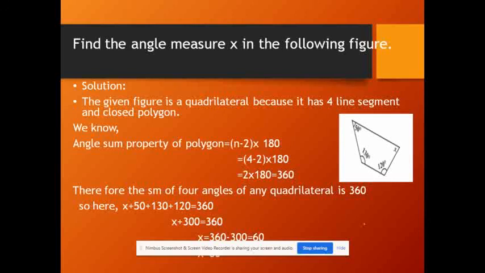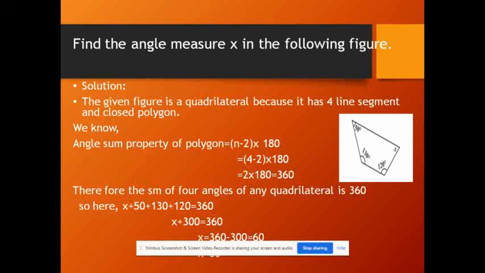According to the angle sum property, it is (number of sides minus 2) into 180 degrees. It consists of 4 sides. So 4 minus 2 is equal to 2. So 2 into 180 degrees is equal to 360 degrees. So the angle sum property of this shape is 360 degrees.